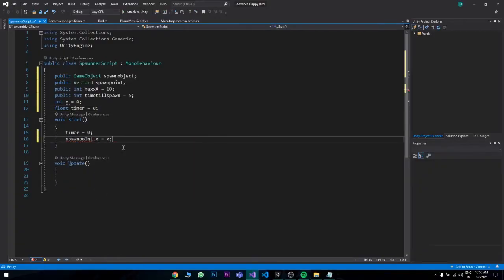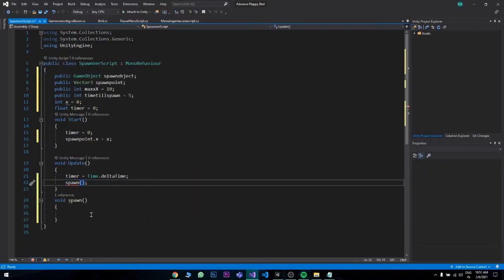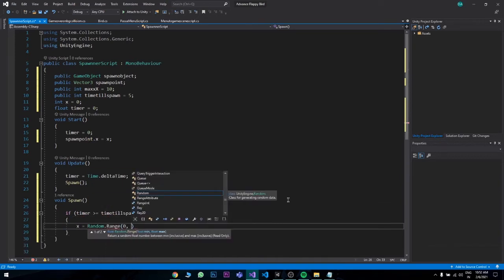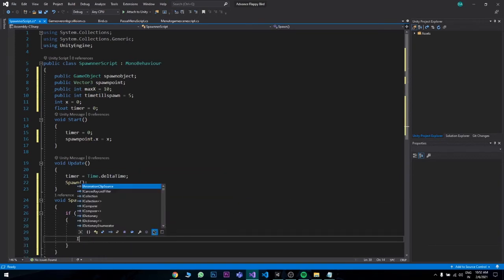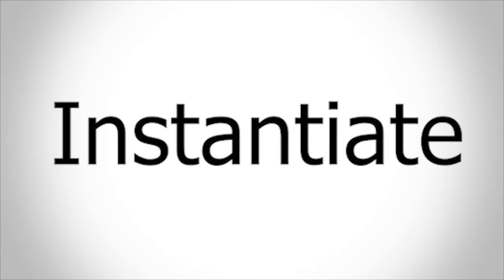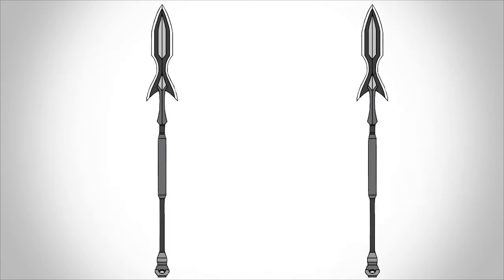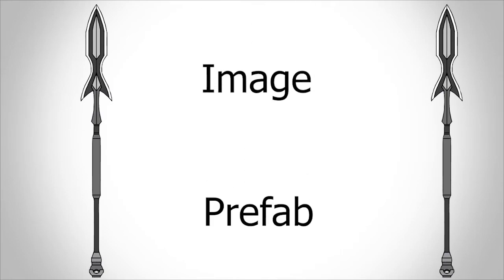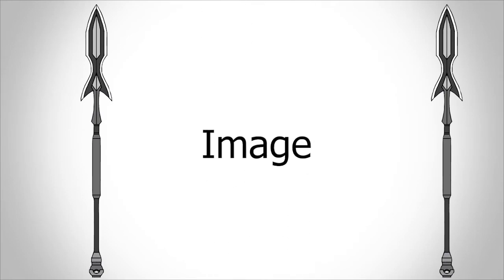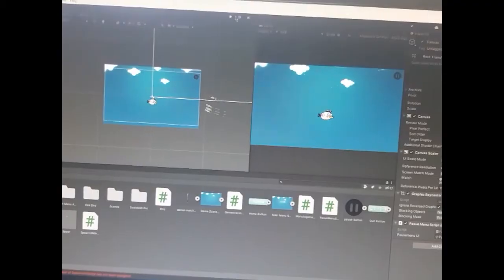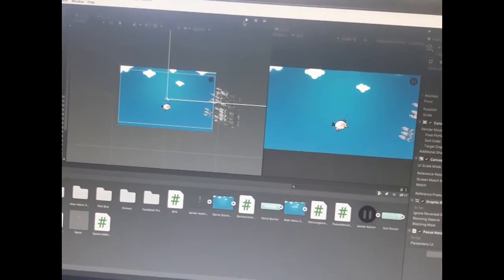Yeah, so I went through the code again and I kept looking at the code for like another hour, and then I came to know what the real problem was. The actual problem was with the term instantiate, which is basically creating a clone of the prefab. But instead of creating a clone of the prefab, it was creating a clone of the image, due to which we got this error or glitch.